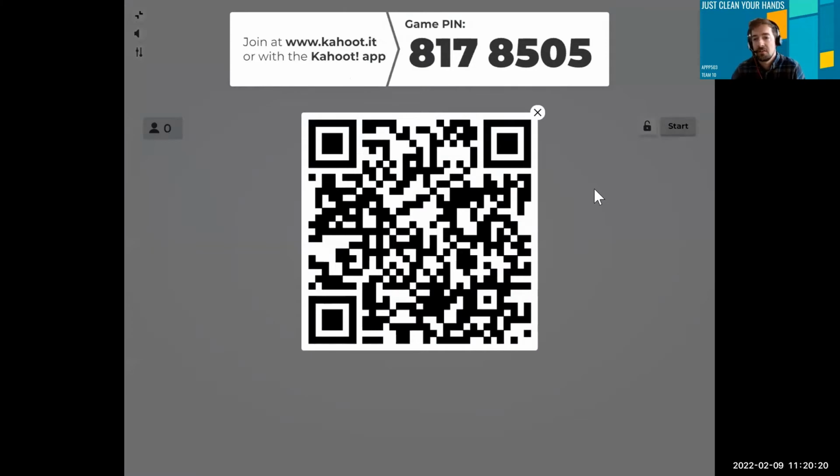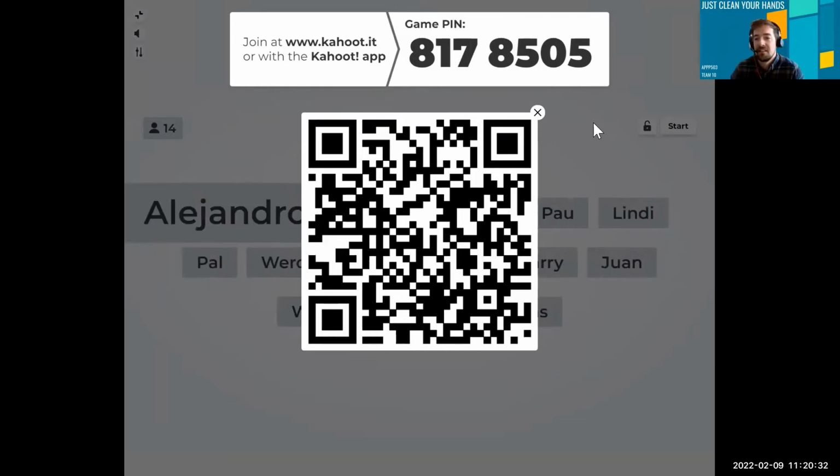So this QR code, just take a picture and go to the internet page, and then you can type in a nickname. We see a couple people already here. That's great.